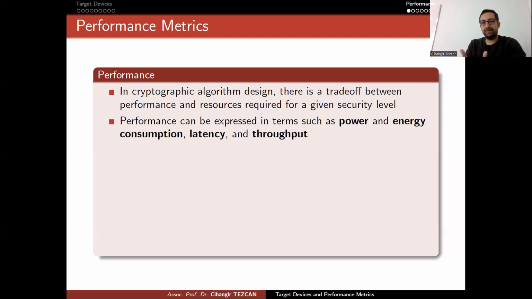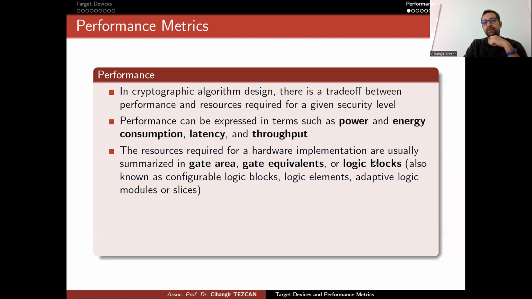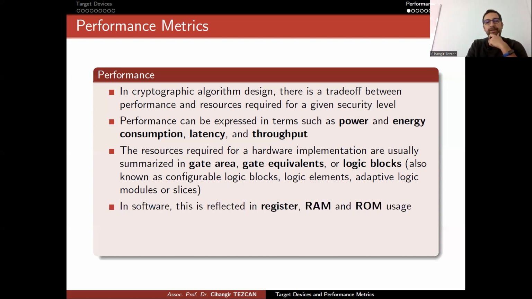But for the lightweight devices, now we have to express the performance in terms such as power, energy consumption, latency, and throughput. And sometimes throughput might be the least important for that kind of device, on the contrary to the high-end devices. So the resources required for a hardware implementation are usually summarized in gate area, gate equivalents, or logic blocks, also known as configurable logic blocks, logic elements, adaptive logic modules or slices. In software, this is reflected in registers, RAM, and ROM usage.